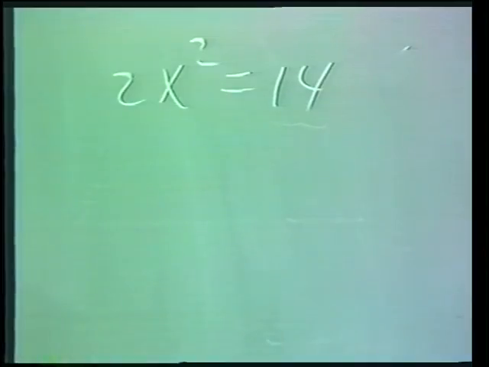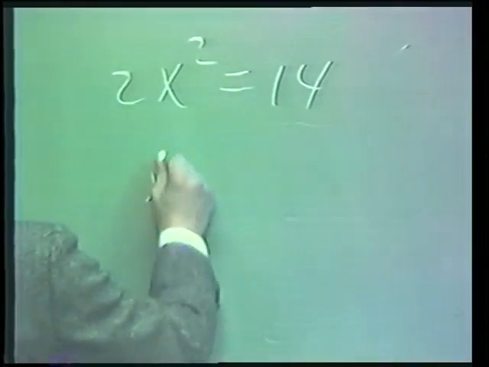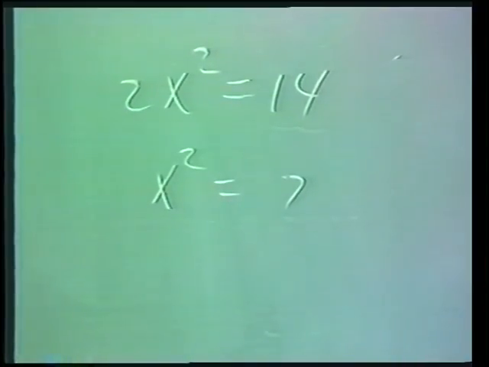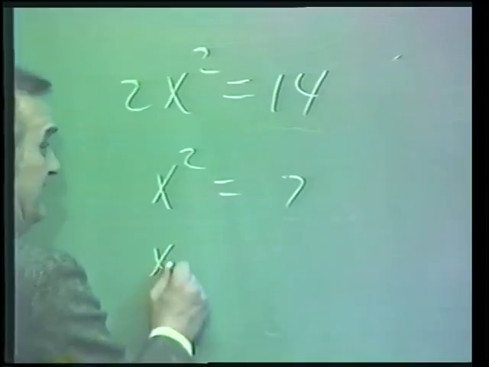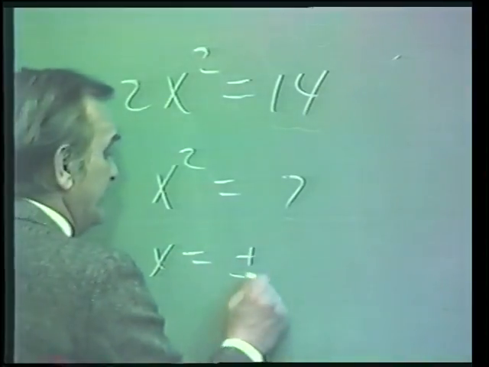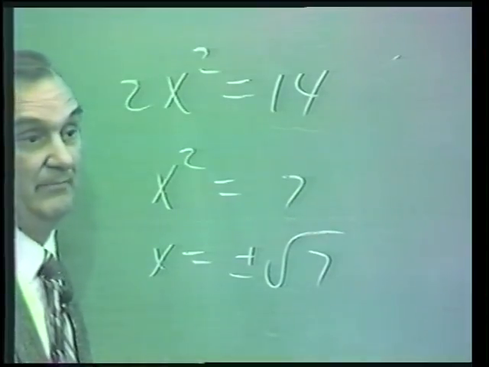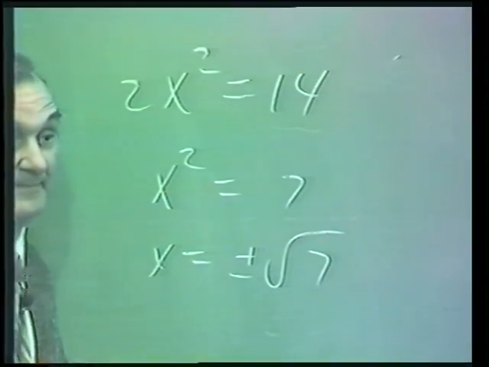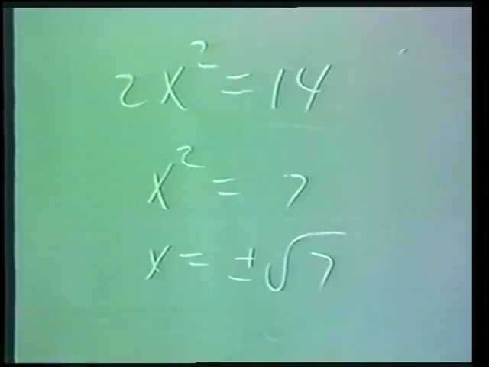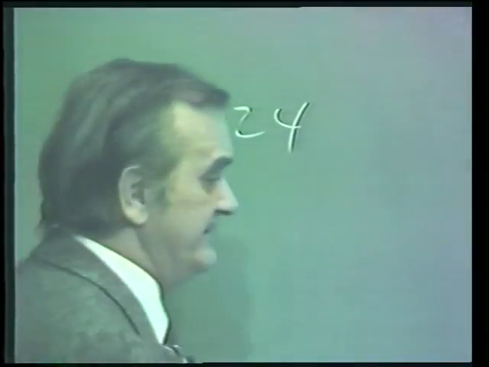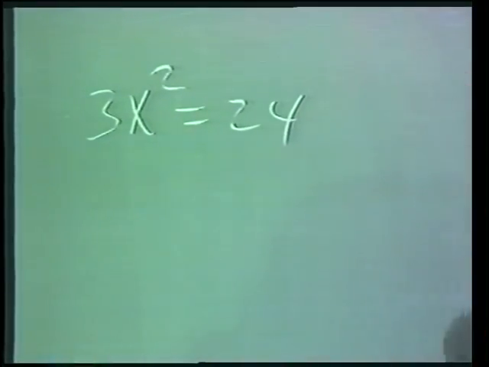Period. First of all, we want to get x squared all by itself, so we're going to divide both sides by 2. If we divide both sides by 2, we get x squared equals 7. Now we take the square root of both sides, same as in the previous problems. We get plus or minus the square root of 7. Can we do anything with that? No, that's our answer. Let's try this one. 3x squared is equal to 24.